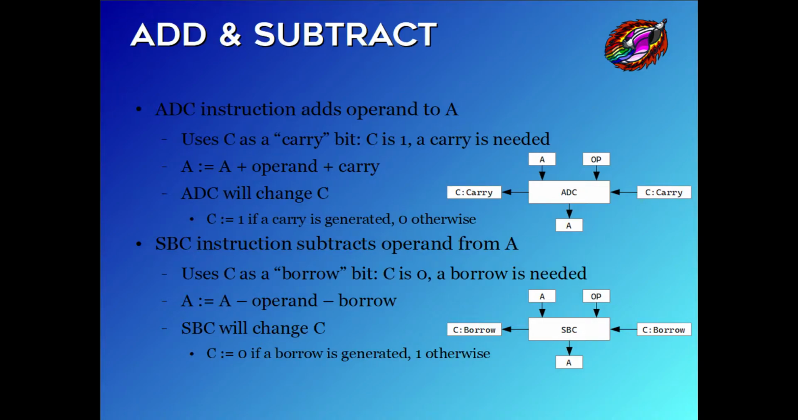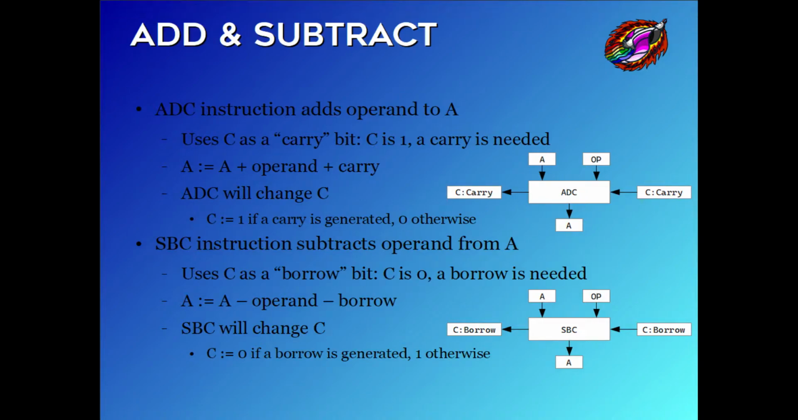So you see I've got a little diagram here on the right hand side with ADC in the middle. You've got the accumulator coming in as 1 number to be added, the operand coming in as the second number to be added, and the result's going to go into A. But the carry bit is being consulted, and if the carry bit is a 1, ADC will add 1 to the value in the accumulator and the operand. In other words, it's going to carry a 1 into the addition.